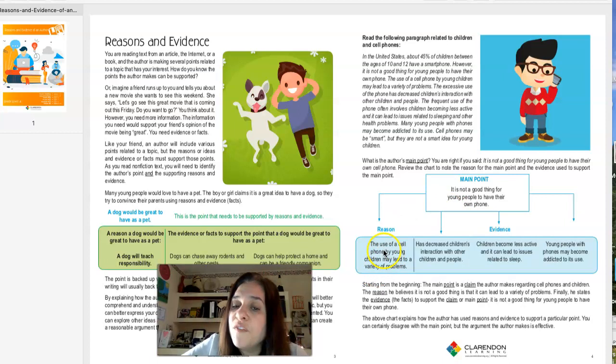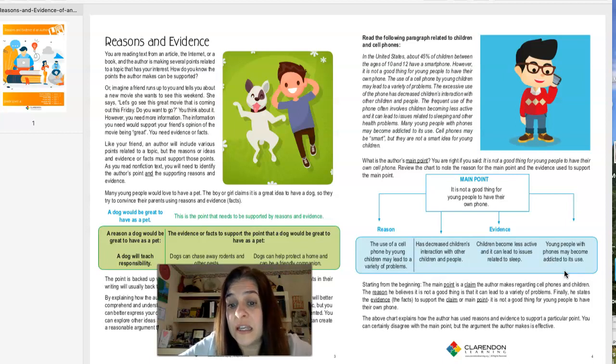The use of a cell phone, they're saying, by young children may lead to a variety of problems. Now, they're using the reason it could cause problems, but then you might say, oh yeah, well, what problems are you talking about? Then the author actually gives you the facts to back it up. They give you some evidence, some specific examples of problems that might occur. They're saying it has decreased children's interaction with other children and people. Evidence piece number one. Evidence piece number two, children become less active and it can lead to issues related to sleep. And then the third piece of evidence that they provided is young people with phones may become addicted to its use.